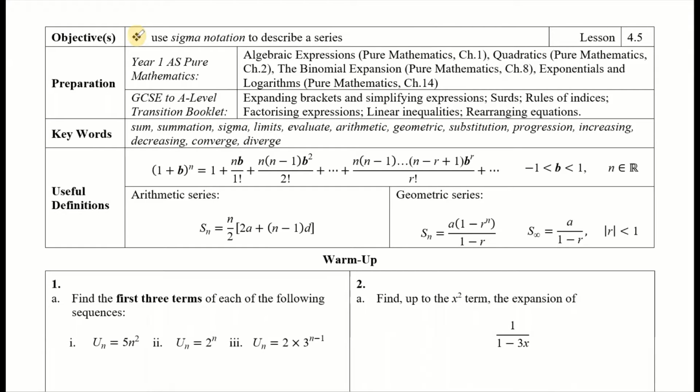Notice there's lots of new useful definitions here. We've got the binomial expansion again, so that's good revision. And we've also got the sum of an arithmetic series, the formula, which is provided for you in the formula booklet, and also the work we've just seen on the geometric series as well, including the sum to infinity. This is also provided in the formula booklet. So please pause the video and have a go at the warm-up questions.